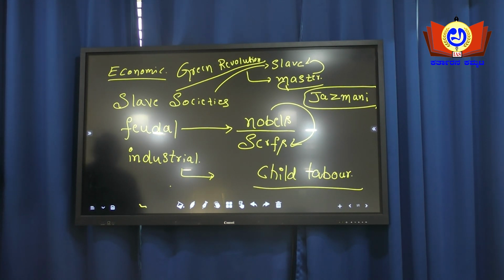Not today's equation. I am talking about the village equation, 30-40 years old. I am talking village side. Okay, Jajman system was there. Thakur families and all. You can see the Jajman system. Jajmans were the persons who used to get service from the Kamins. Kamins are the persons who work.